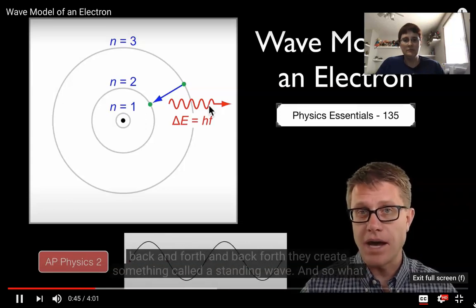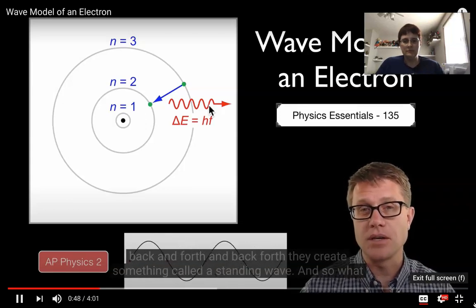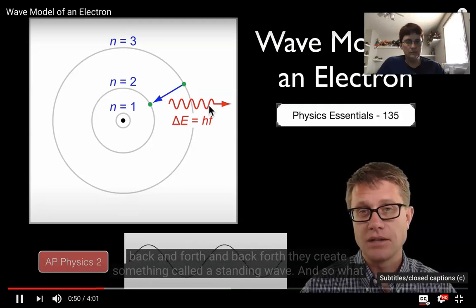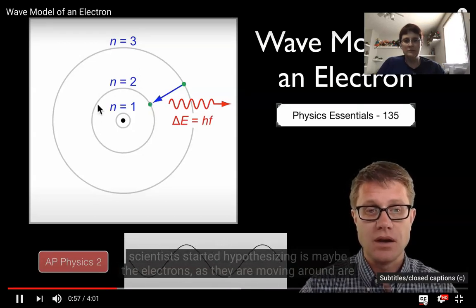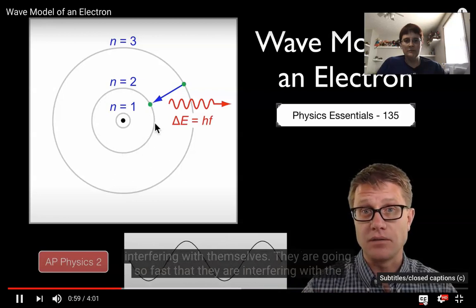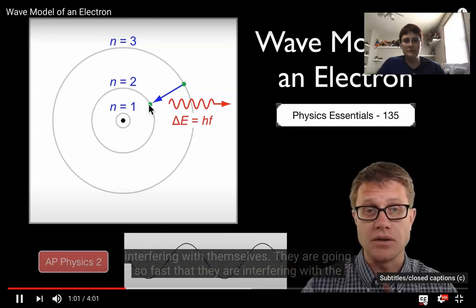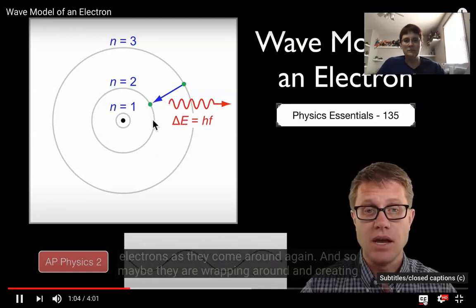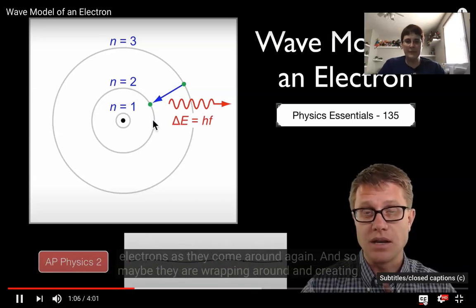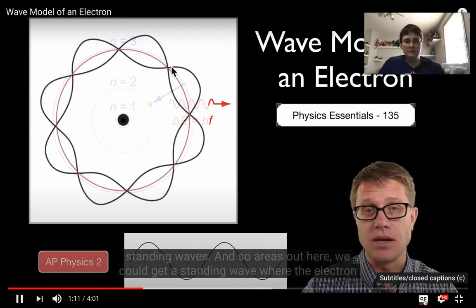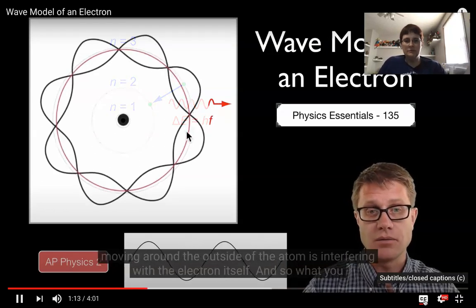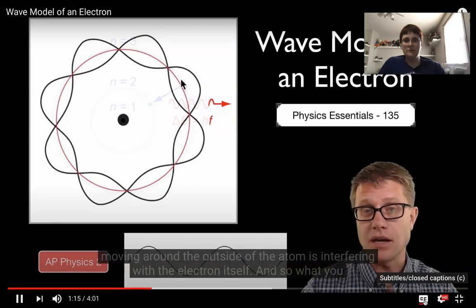So if we have waves moving back and forth, they create something called a standing wave. And so what scientists started to hypothesize is maybe the electrons, as they're moving around, are interfering with themselves. They're going so fast that they're interfering with the electrons as they come around again. And so maybe they're wrapping around and creating standing waves. And so out here, we could get a standing wave where the electron moving around the outside of the atom is interfering with the electron itself.